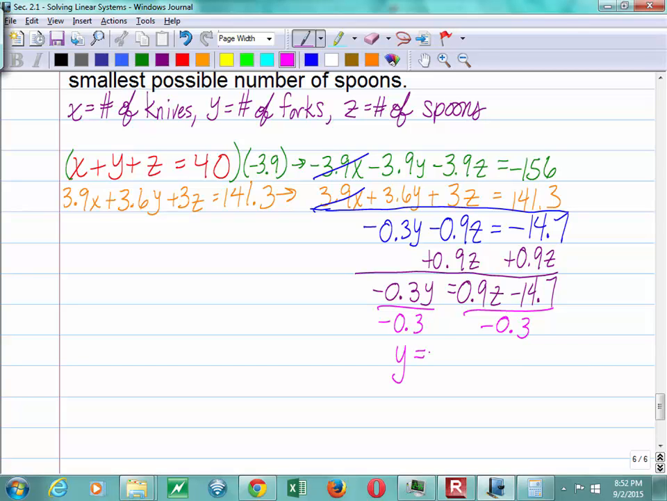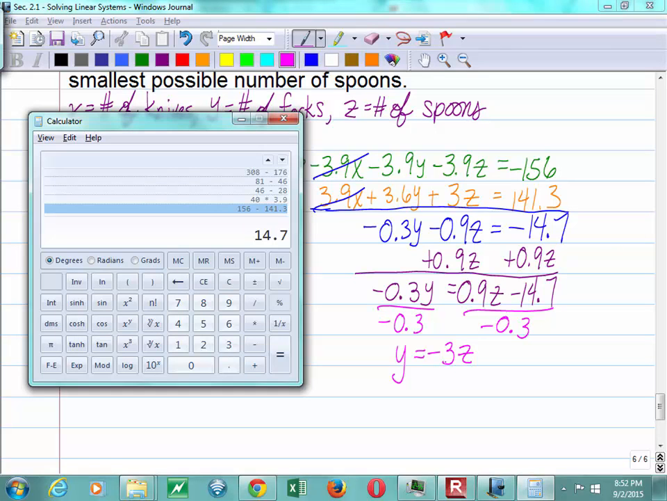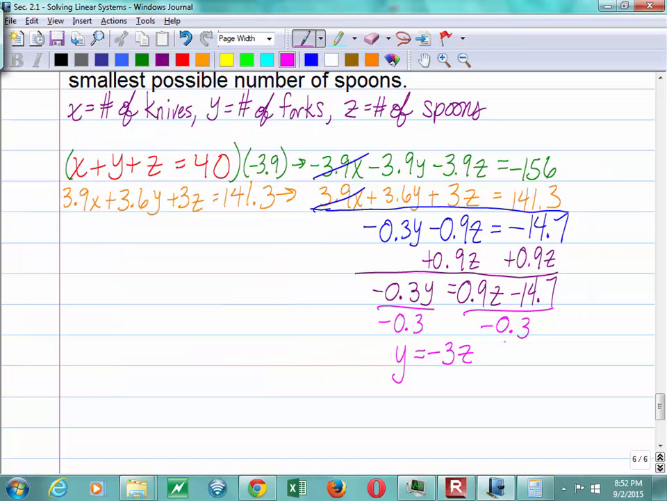So y equals negative 3z, because 0.9 divided by 0.3 is 3, and then 14.7 divided by 0.3 would be 49. So y equals negative 3z plus 49. Okay, so now we basically have to do the same thing, and we have to get x in terms of z.